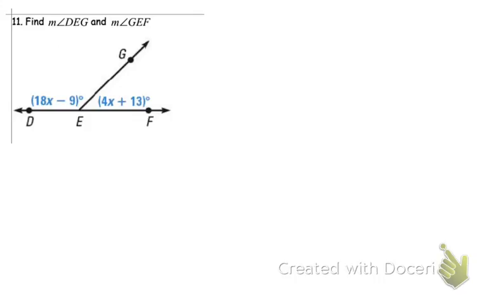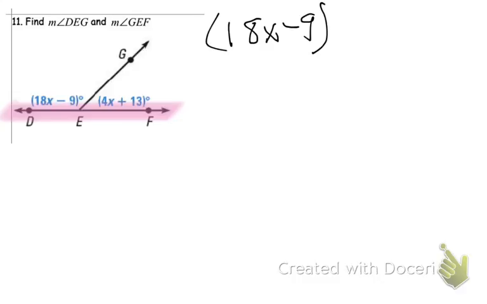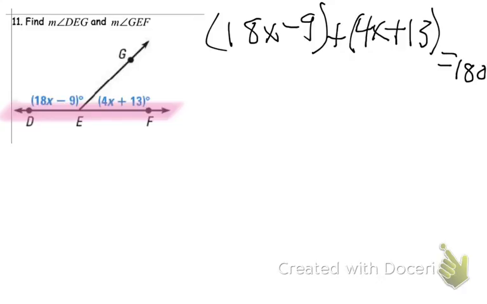Okay, and then this one, find the measure of angle DEG and the measure of angle GEF. I can see they form a linear pair because this side of both the angles forms a straight line. They're opposite rays. So that means that 18x minus 9, if that angle right there, if I add it to 4x plus 13, then it will equal 180. Running out of room.